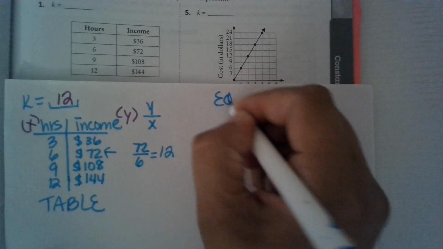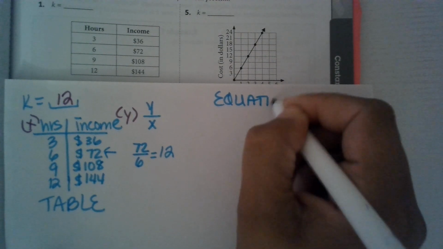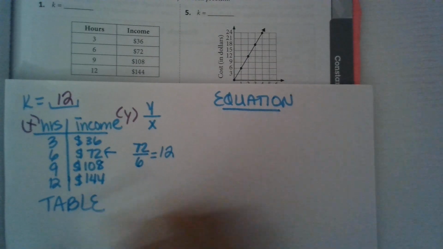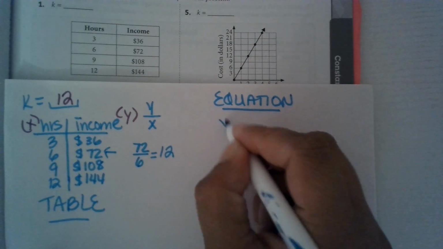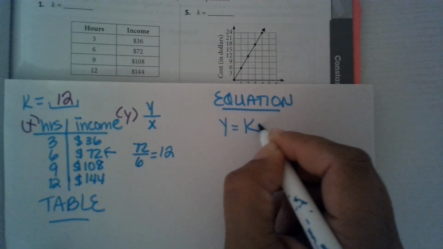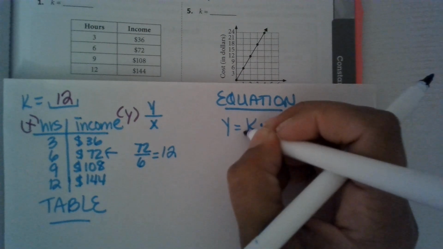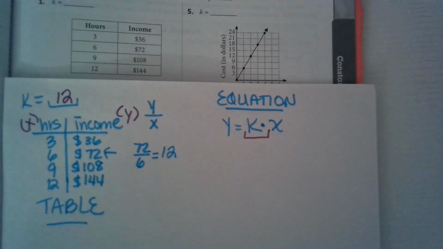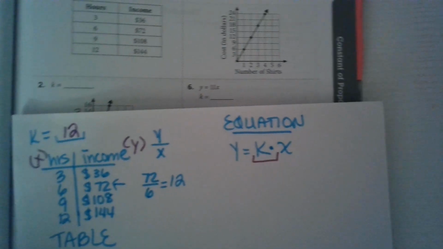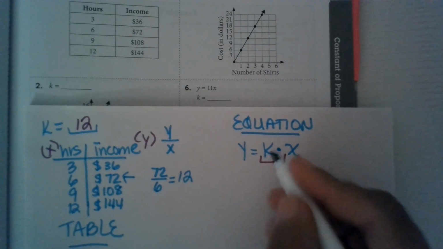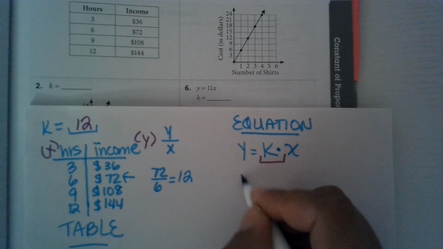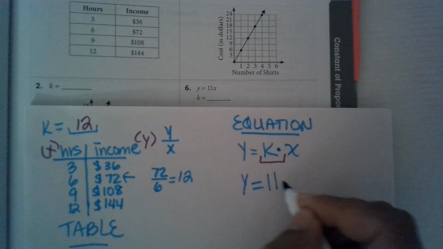If I give it to you as an equation, usually finding the magic number is the easiest thing ever. As long as your equation is in this form, Y equals K times X, the number in front of X is your magic number. That's just as simple as that. So let me look at this. Y equals 11X.